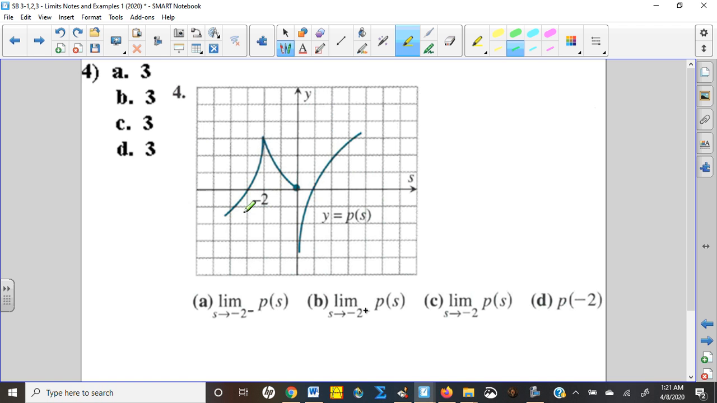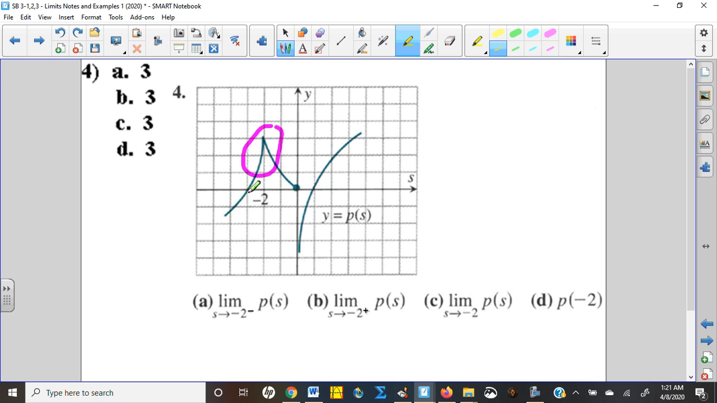Let's see here. This one, a lot of people are going to look at this and freak out right away because they see this big jump discontinuity, and they're going to be like, oh, you can't do this problem. But they're asking about this function at -2 back here. Okay, so there's not a problem.